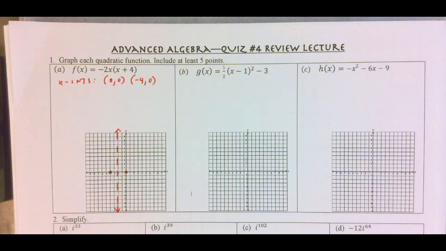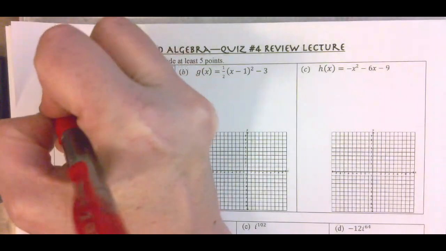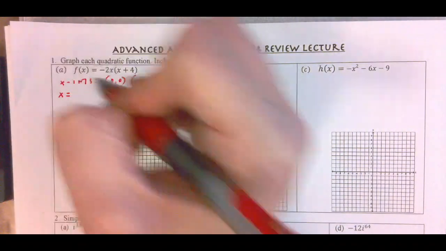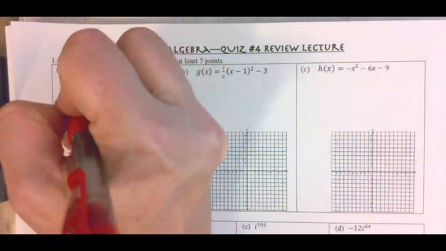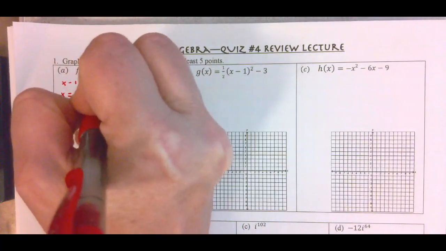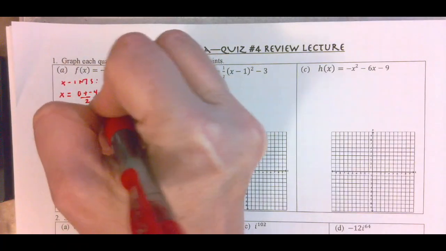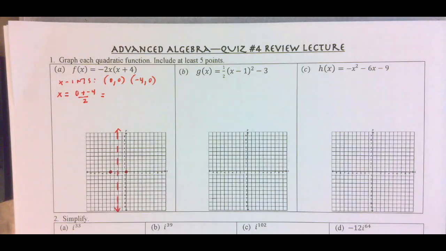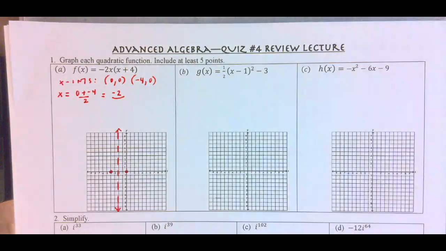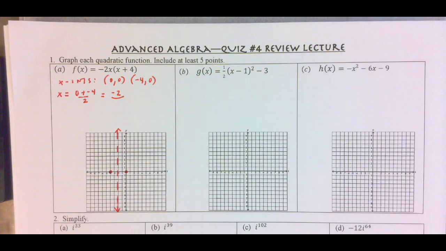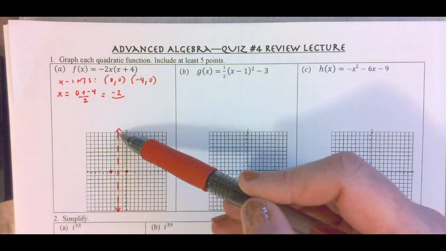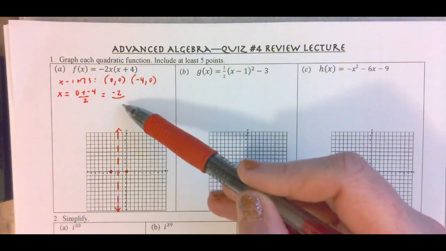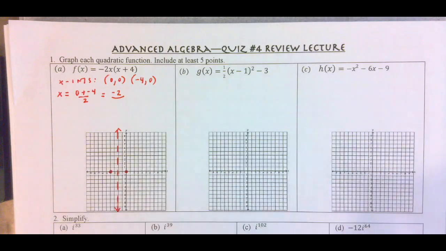If I want to confirm that algebraically, I can do x equals, I can take the p and the q, so 0 plus -4, and divide by 2. So it confirms that -4 over 2 is -2. All right, then if I want to get my vertex, I know that the x-coordinate is along that line of symmetry of x equals -2, so I need to plug in to get the y.